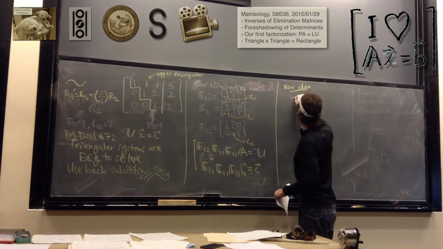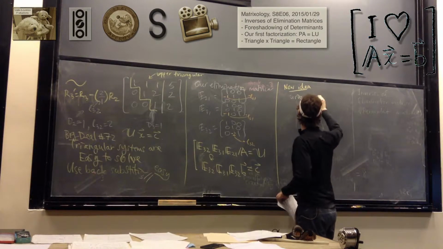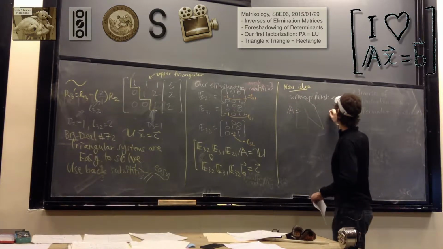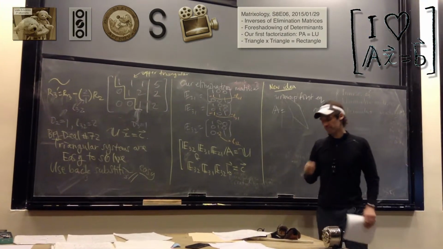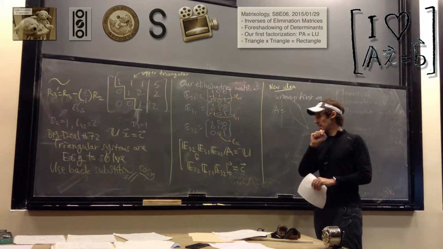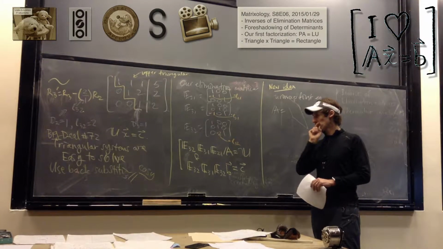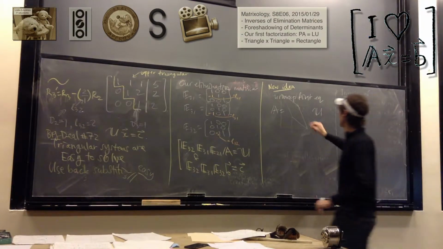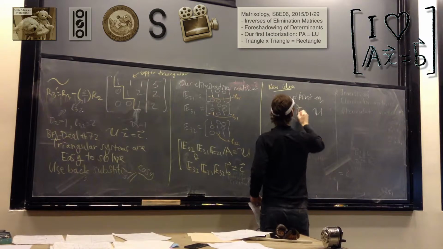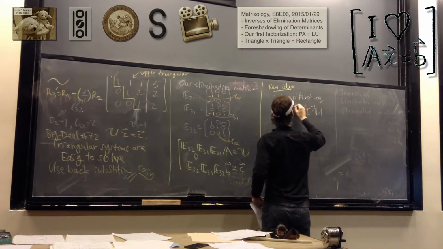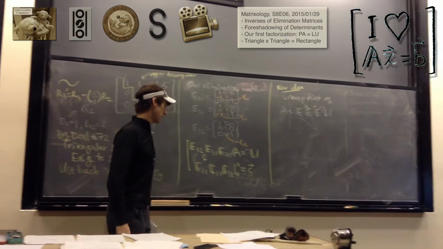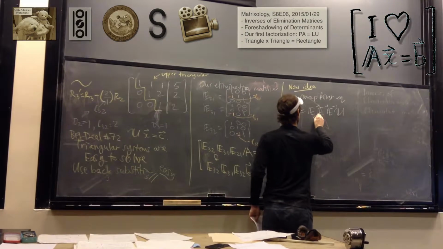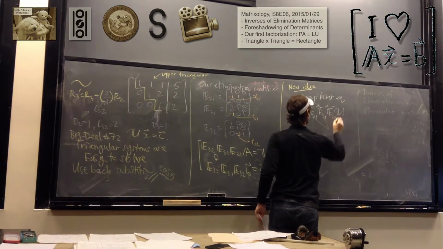So unwrap this first equation to get A equals something times U. So what's the first one? There's going to be an E, an E, an E, minus 1, minus 1, minus 1. What's that one there? 2, 1. Very good. All right, so it's just like we said the other day.